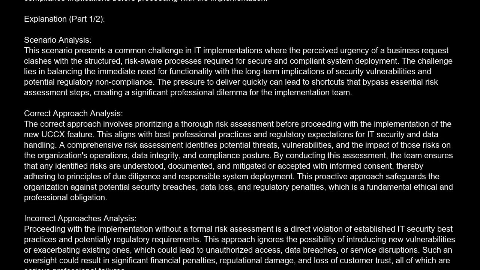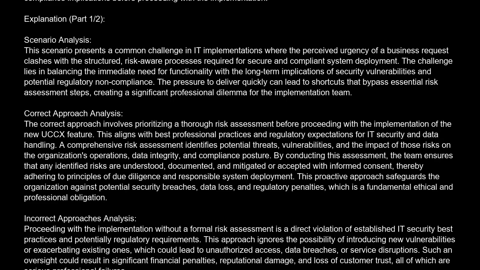The challenge lies in balancing the immediate need for functionality with the long-term implications of security vulnerabilities and potential regulatory noncompliance. The pressure to deliver quickly can lead to shortcuts that bypass essential risk assessment steps, creating a significant professional dilemma for the implementation team. Correct approach analysis. The correct approach involves prioritizing a thorough risk assessment before proceeding with the implementation of the new UCCX feature. This aligns with best professional practices and regulatory expectations for IT security and data handling.